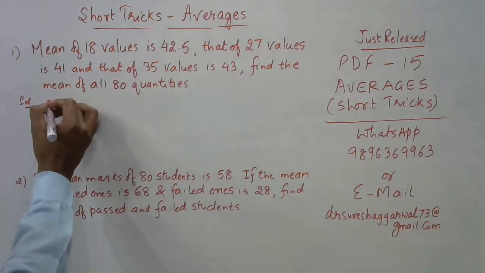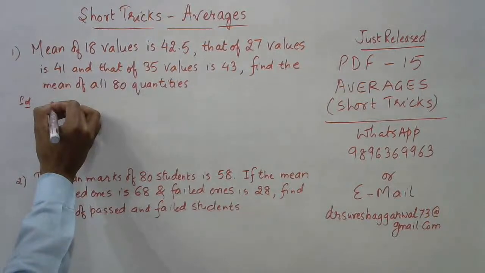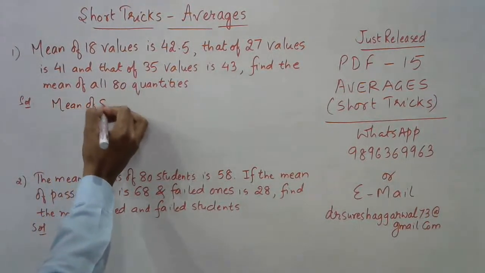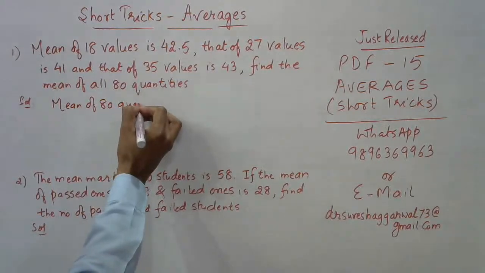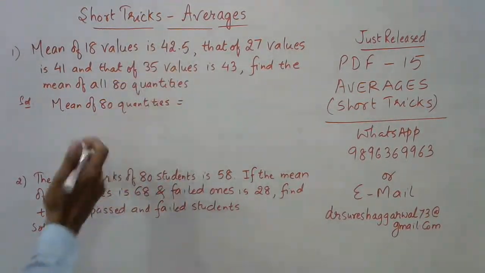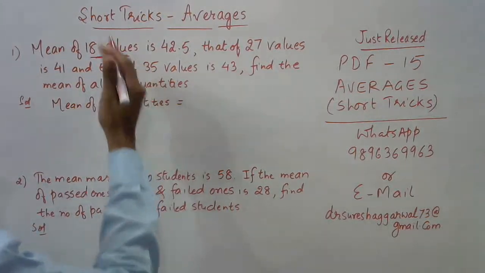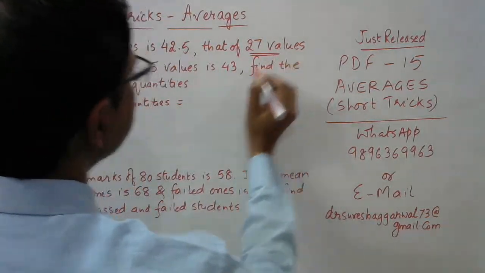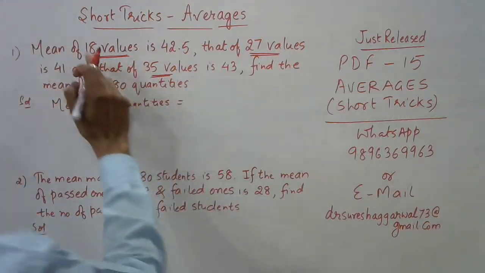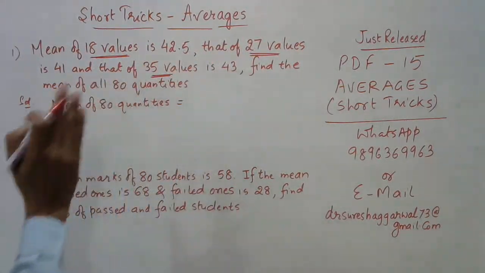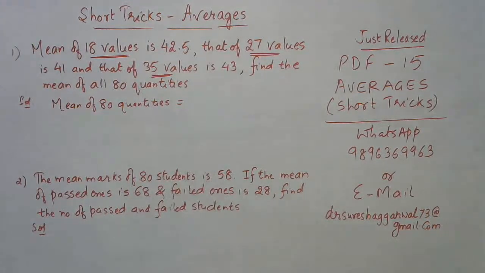So let's have the weighted mean, that is the mean of all quantities, the mean of 80 quantities. You can find that out directly. Just you have to be aware of the weighted mean concept. See, there are 18 values. This is what I got confused in, because here we have the mean 41. So 27 values and 35 values. So 18 plus 27 is 45, and plus 35 is 80 values, and that's the mean you want to find out. So how do we find that out?